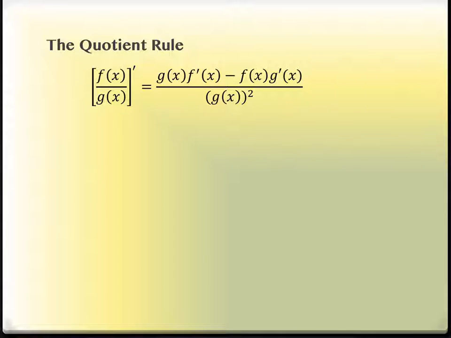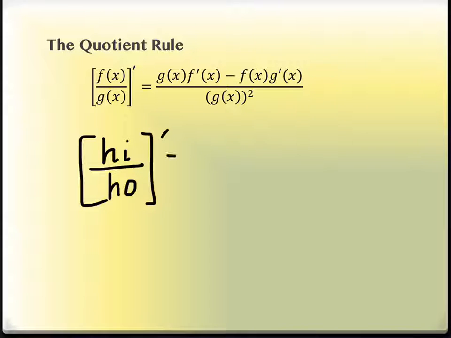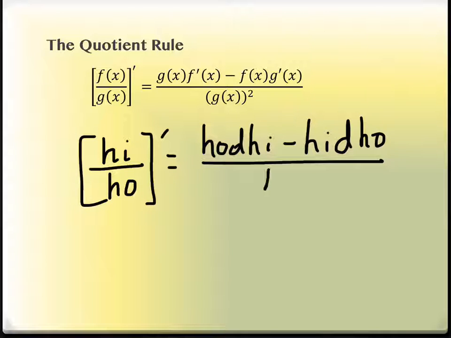All right. So we're going to call what's on top high. And we could call what's on bottom low, and that would be okay. But we're not. We're going to call it like Santa Claus, ho. Okay, ho ho. High over ho. All right. So the derivative, when we do this, is ho-de-high minus high-de-ho, all over ho ho.